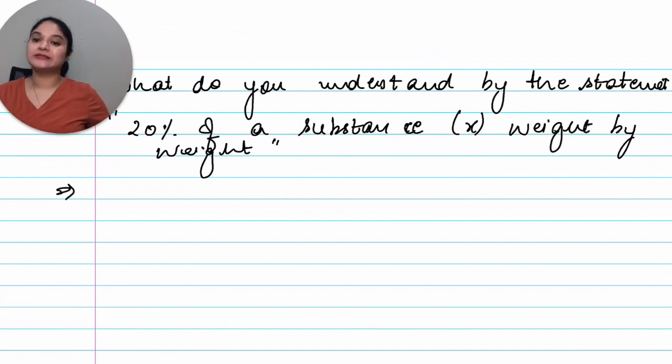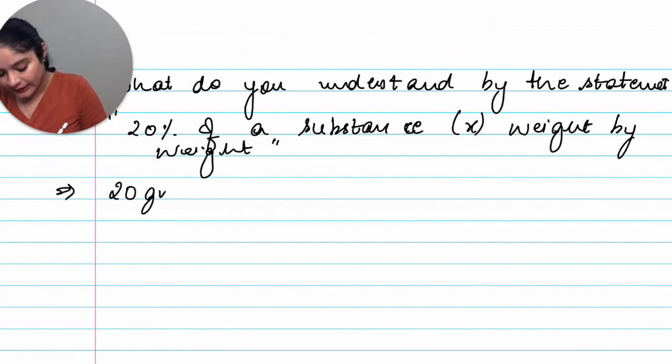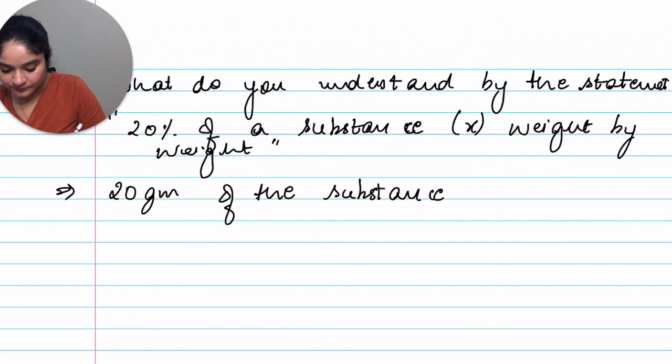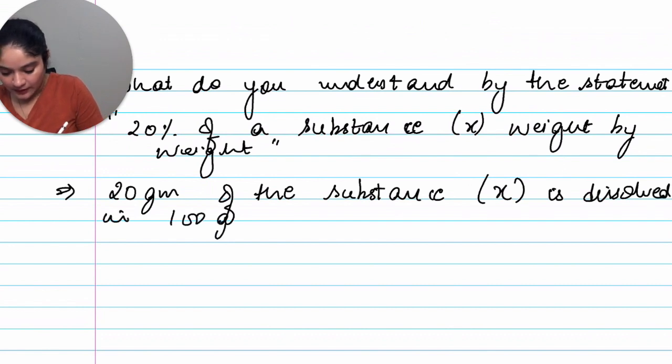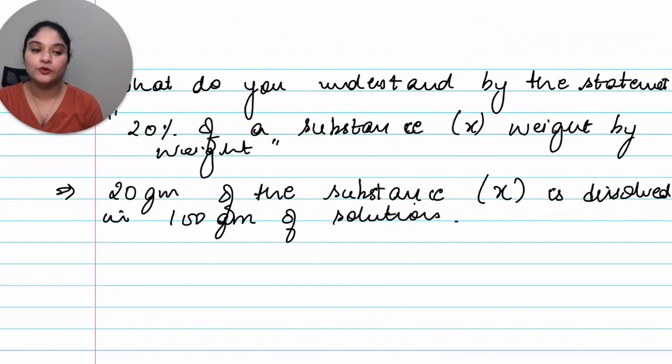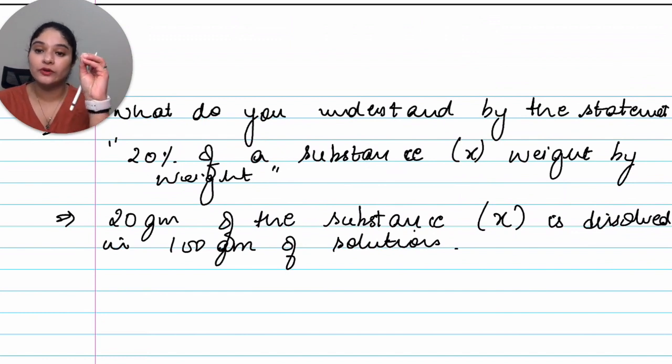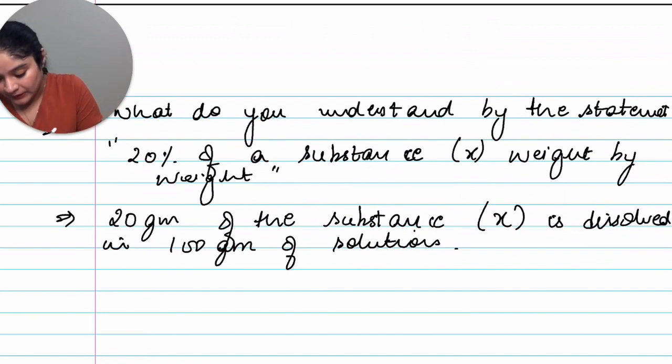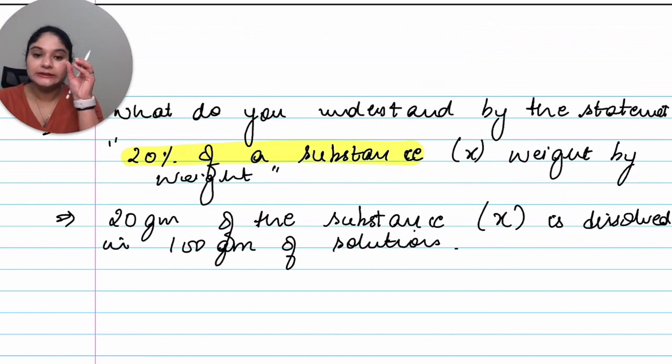The way you will express this in the exam would be that 20 grams of the substance X is dissolved in 100 grams of solution. Students, one important thing for you to understand is whatever they have given with the percentage, for example, 20%, so 20% of the substance. This substance X that they have given you is the solute.